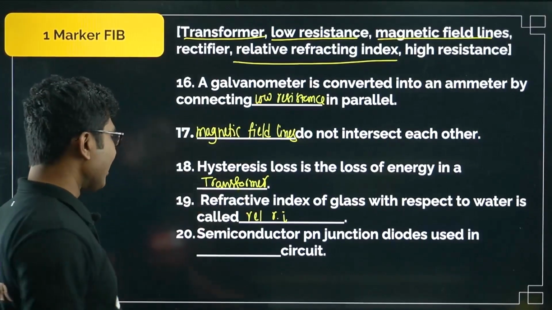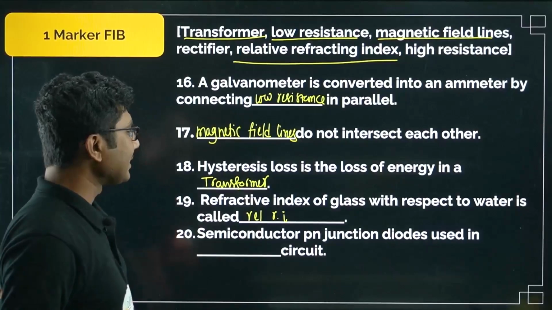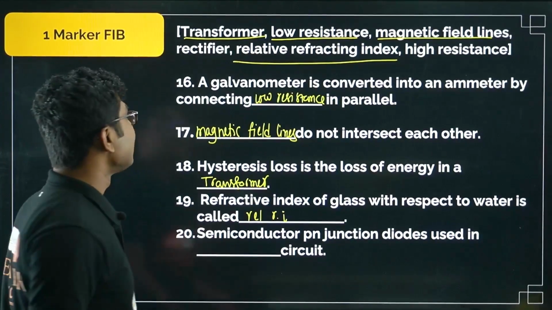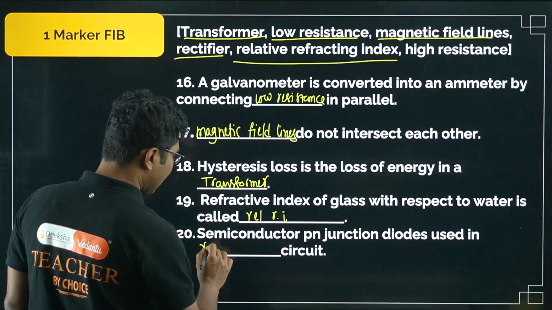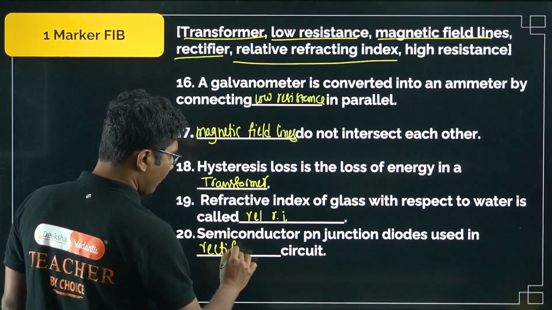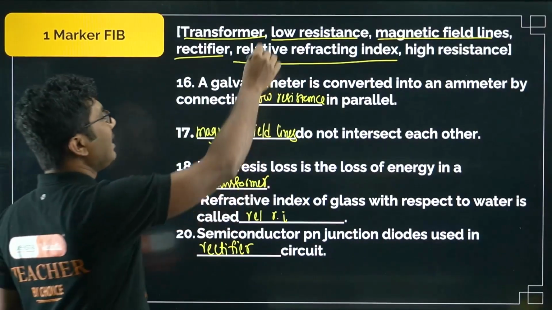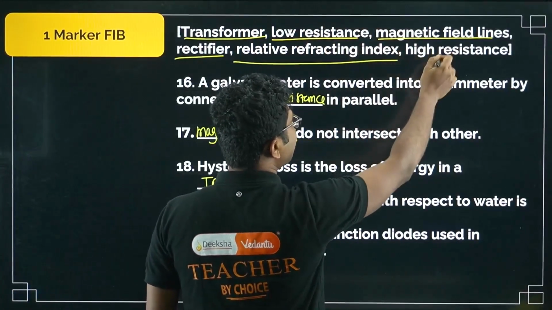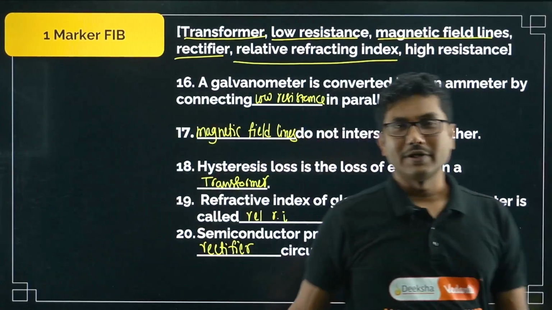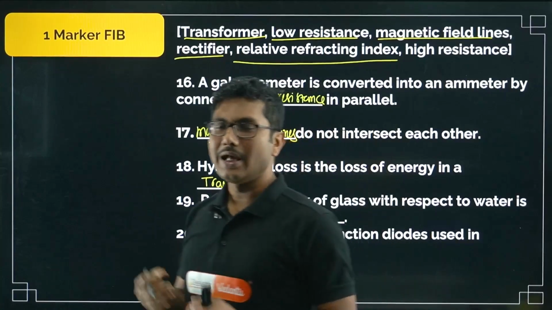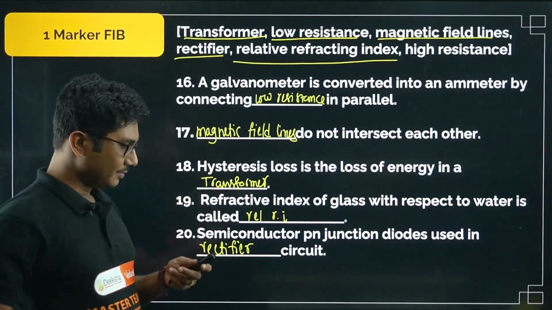Easy question. Now, semiconductor PN junction diodes are used in dash circuit, again a rectifier circuit, only one possible option, rectifier circuit, right? The only doubt was between low resistance and high resistance in the first option. Otherwise all the other fill in the blanks are quite easy. If you just read it, try to understand, and analyze using your head, you can answer them easily.